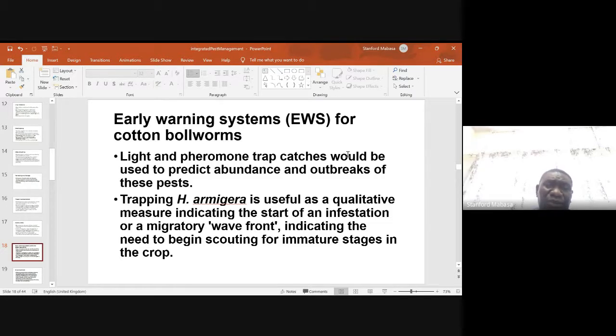So depending on what you catch in the traps, if you catch these H. armigera or cotton bollworms, you can decide whether to scout for the eggs in the crop. This can also give you an indication on when to spray your crops. So early warning systems for cotton bollworms, depending on the light or pheromone traps.